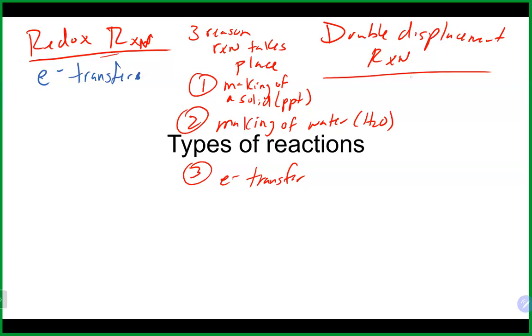Well, double displacement is all about making a precipitate, making a solid or water. So again, between these two big categories, they take care of all three reasons why a reaction takes place. You can really boil it down to one of these two things happening, either a double displacement reaction or a redox reaction, which we'll talk about in just a second. Any questions on that?